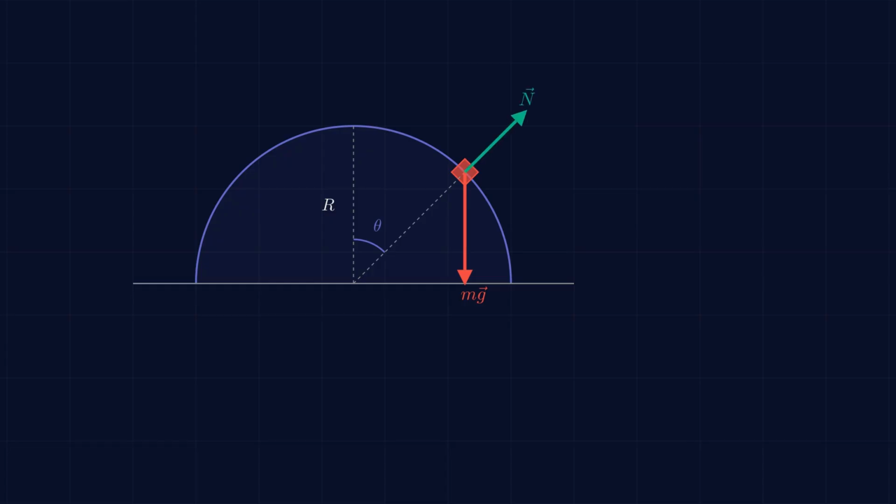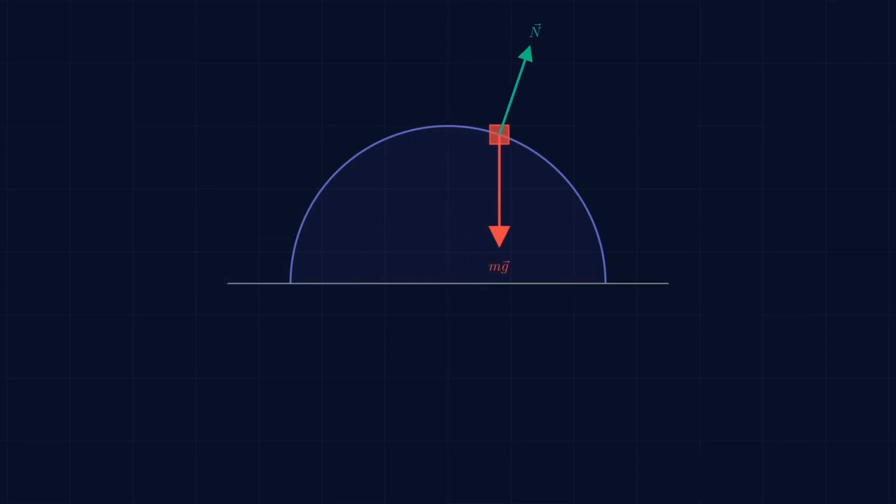As the block slides lower, something interesting happens to that normal force. Watch the normal force arrow as the block slides down. It's shrinking. At the very top, the surface supports most of the block's weight. But as it picks up speed and curves away, the surface has to push less and less. The moment the normal force hits zero, the surface isn't pushing at all. That's when the block lifts off and becomes a projectile. So our job is to find exactly where n equals 0.